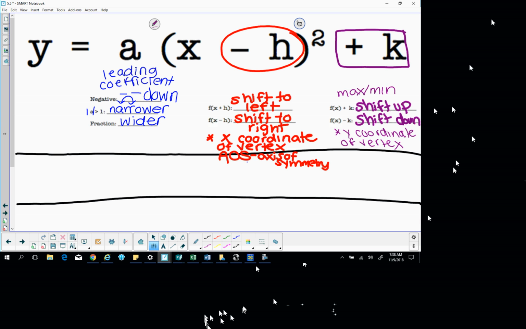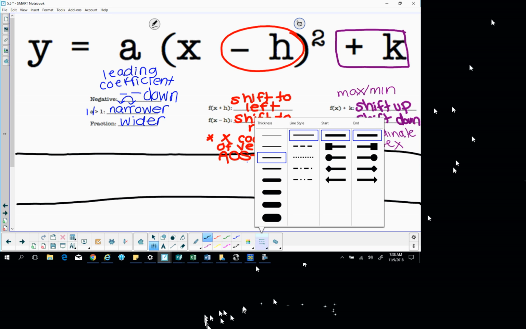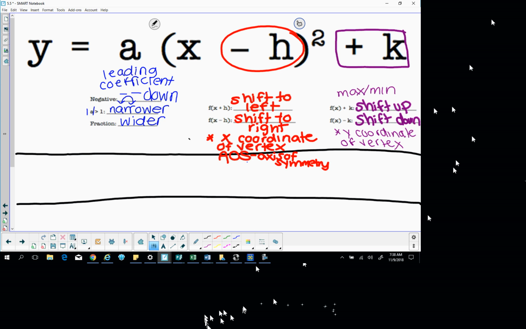So now we're going to put this in action. We're going to look at 2 equations, and we're just figuring out the shift. So down here where there are 2 boxes, here's our example 1. I'm going to write it: y equals 2 parentheses x minus 3 squared plus 5. So our first example looks like this: y equals 2(x minus 3) squared plus 5.